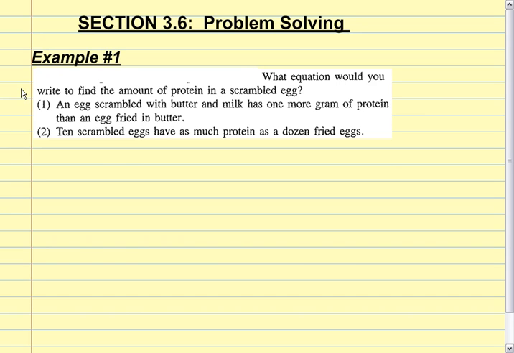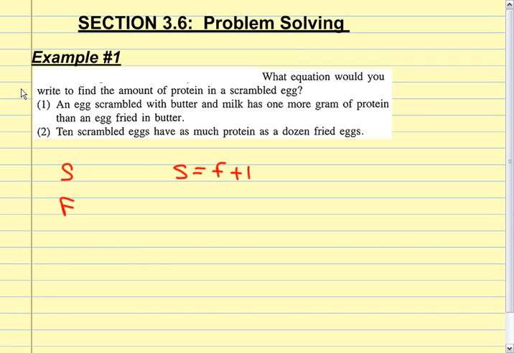Scrambled and fried, okay? Do you mind if I use S for scrambled and F for fried? Is that okay? Yeah. Okay. Now it says scrambled has 1 more gram of protein than fried. So do you agree that scrambled equals fried plus 1? Is that okay? Boy, doesn't this look like the homework problem, Chambliss? Yes. Because we could surely put F plus 1 into the other equation for S. And we'll do that, okay?